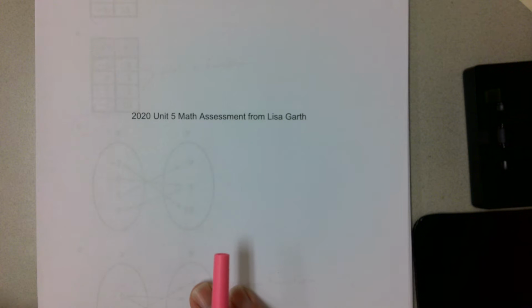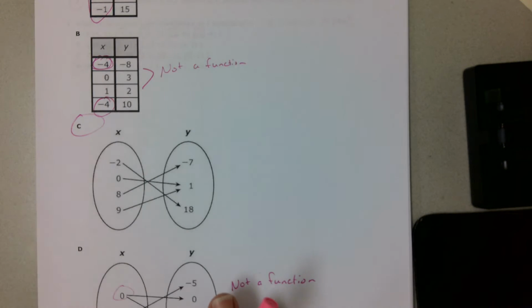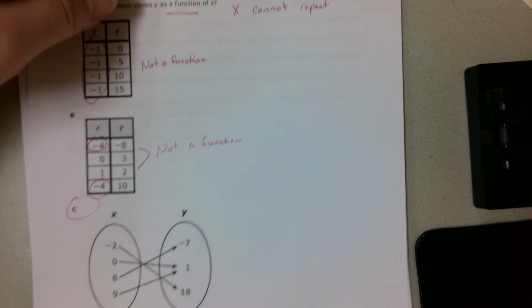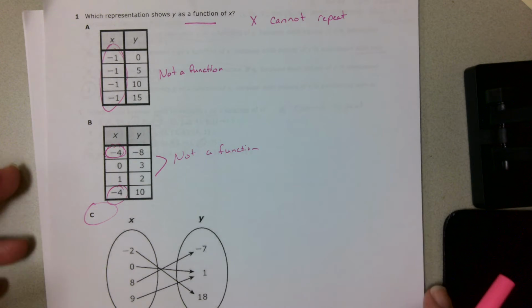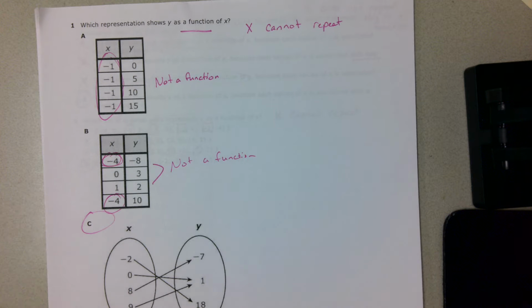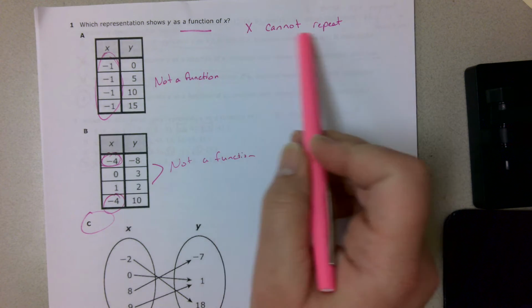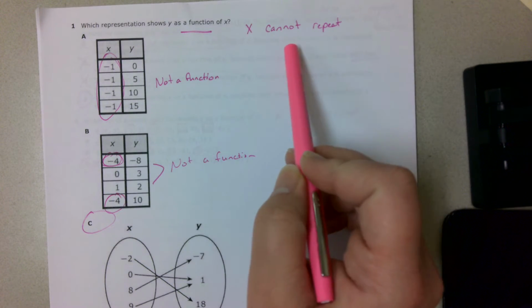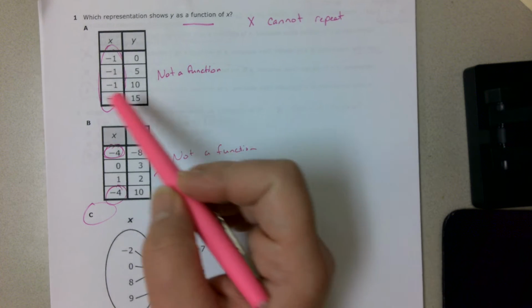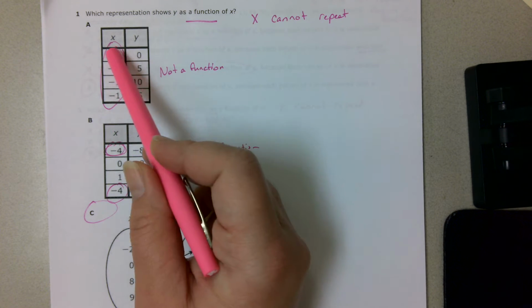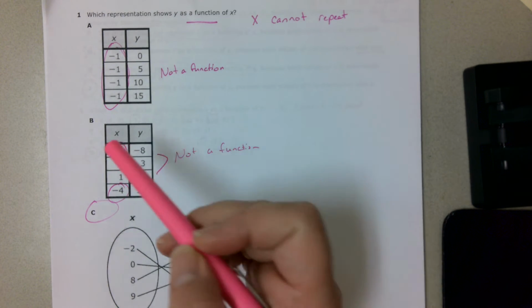All right, we're going to go over your Unit 5 math assessment. Number 1, which representation shows y as a function of x? So all this is asking is which one is a function. So we're looking to find one where x does not repeat. X doesn't repeat, function. All right, so the first one here, these are all repeating x's, not a function.